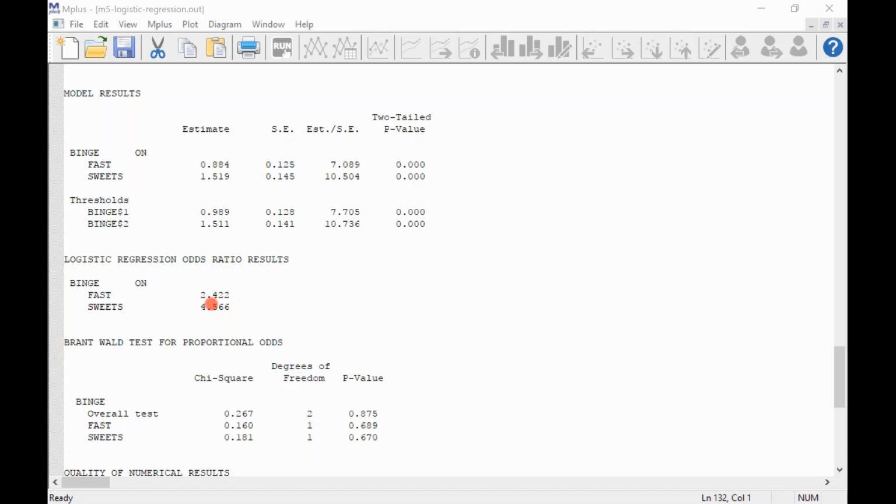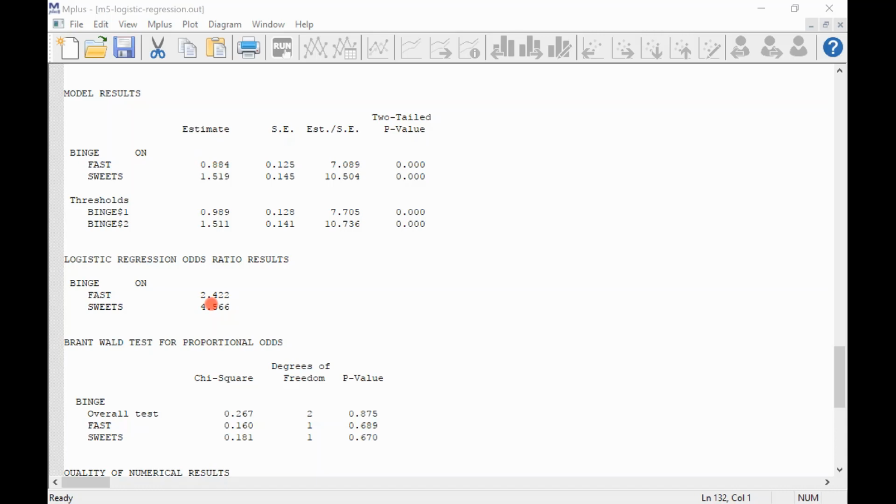This model relies on the proportional odds assumption, which means that the two transitions would be equal in strength. So therefore your predictor is assumed to influence each of the two transitions in the same way and to the same extent.